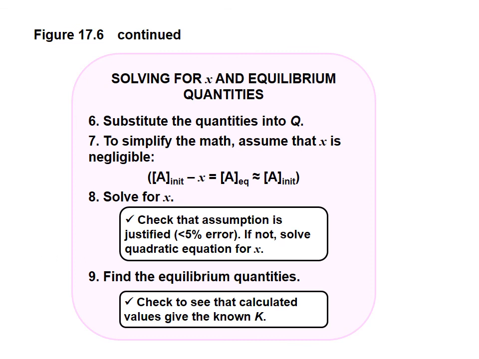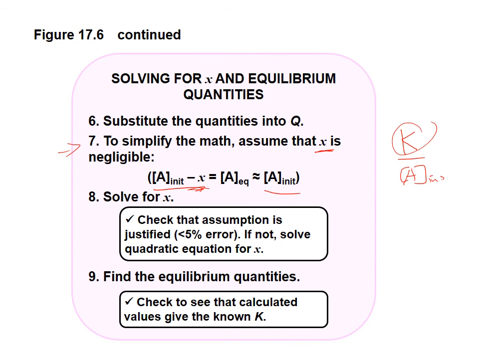To solve for X, usually we need the quadratic formula. But sometimes we can simplify the math by assuming X is a small number, which is negligible. In that case, the initial concentration minus X is approximately just the initial concentration itself, which simplifies the math. This is valid when K is a small number and the initial concentration is relatively large. In later chapters, you will find that when we solve weak acid and weak base problems, the acid constant is a small number, and this strategy turns out to be very useful.